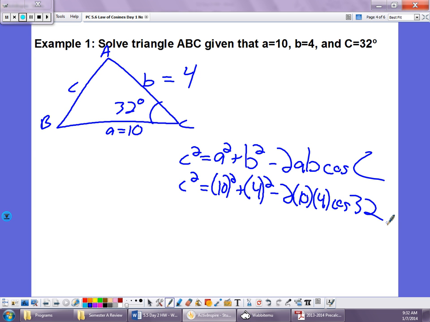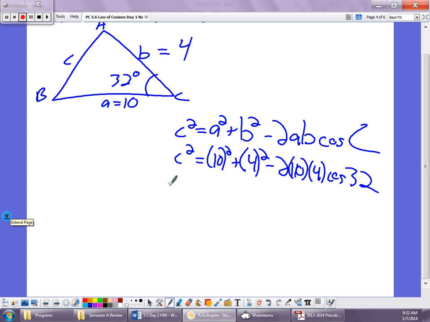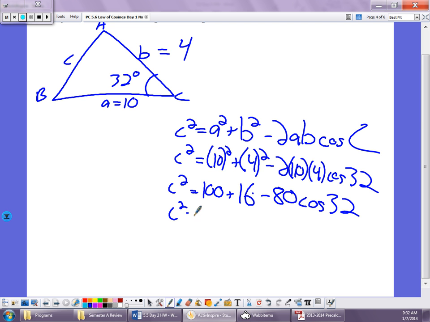All right? So all I did there was plug everything in. I can simplify this a little. You'd get 100 plus 16 minus 80 cosine 32. So c squared equals 116 minus 80 cosine 32.